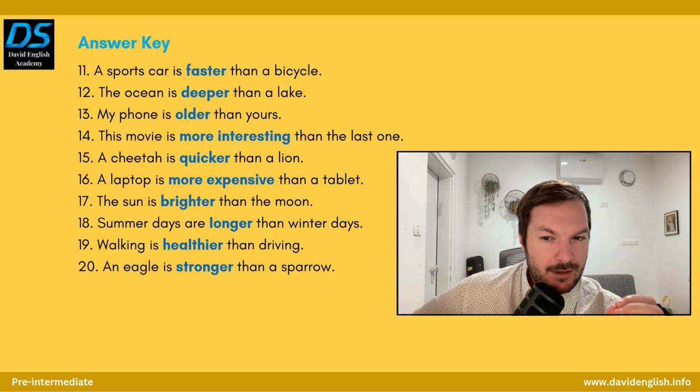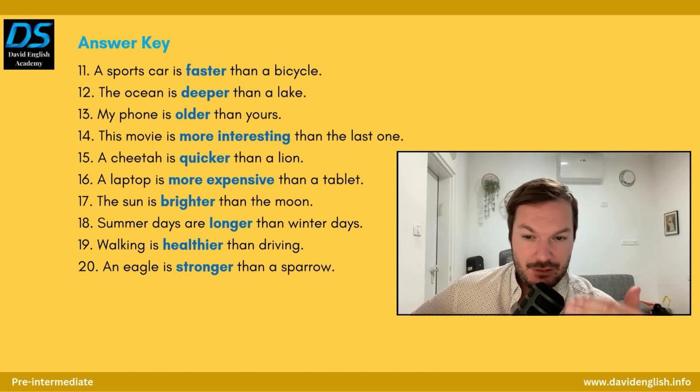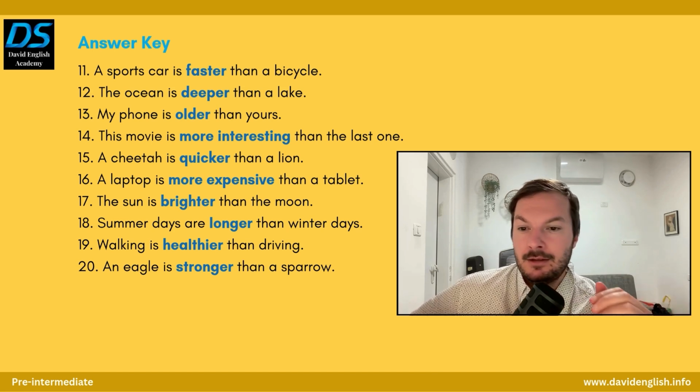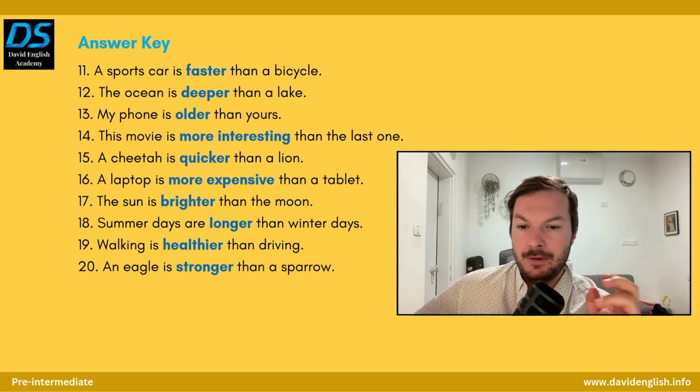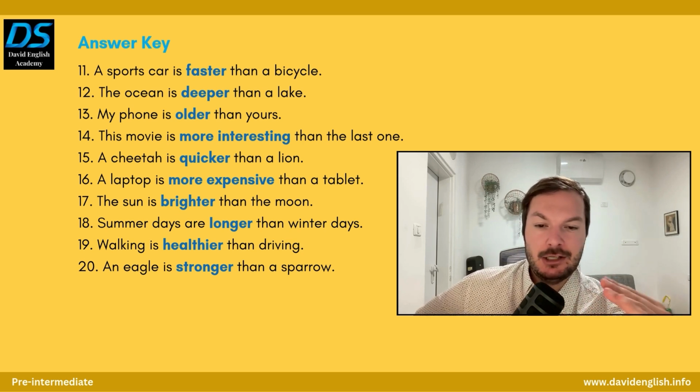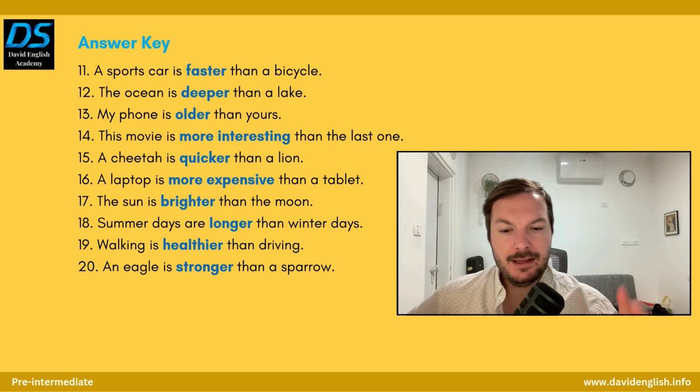11, a sports car is faster than a bicycle. 12, the ocean is deeper than a lake. 13, my phone is older than yours. 14, this movie is more interesting than the last one. 15, a cheetah is quicker than a lion. 16, a laptop is more expensive than a tablet. 17, the sun is brighter than the moon. 18, summer days are longer than winter days. 19, walking is healthier than driving. And 20, an eagle is stronger than a sparrow.